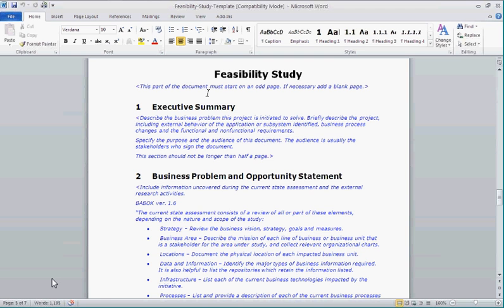Executive summary. Describe the business problem this project is initiated to solve. Briefly describe the project, including the external behavior of the application or subsystem identified, business process changes, and the functional and non-functional requirements. Specify the purpose and the audience of this document. The audience is usually the stakeholders who sign off the document. The section should not be longer than half a page.